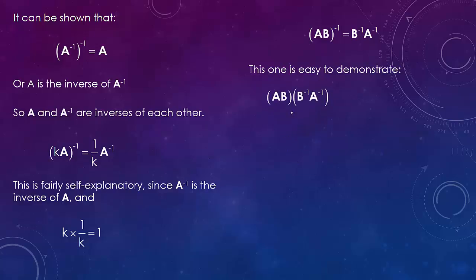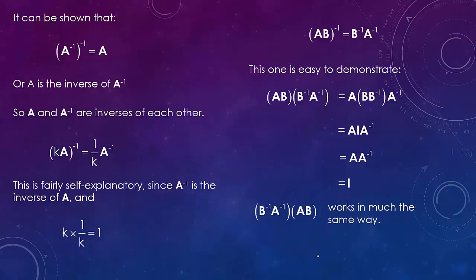So if we take AB and multiply it by what we've said is the inverse, we know that matrix multiplication is associative, so we can change where the brackets are. And if I do B multiplied by its inverse, I get the identity. And A times the identity is just A. And then A times its inverse is the identity. And that's the definition of an inverse. We multiply them together and get the identity. Of course, we have to show it the other way around, but if we do it the other way around, it works in much the same way.